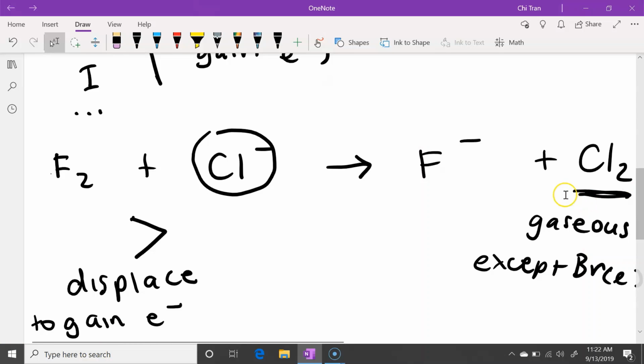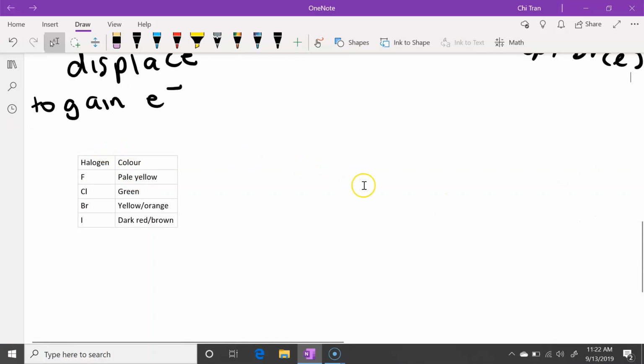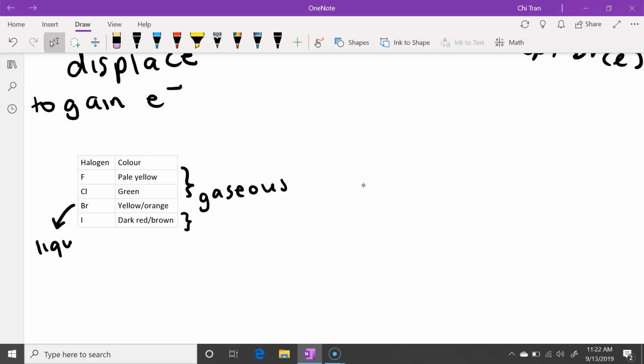So in this table, we can see the halogens and their colors. So again, fluorine, chlorine, and iodine are in gaseous form, and bromine is in liquid form. So we can see fluorine has a pale yellow color, chlorine has this green, bromine has a yellow/orange color, iodine has a dark red/brown. And you just have to memorize these colors. But our study tip is that you don't have to remember the color of fluorine because fluorine is the most reactive, so it will never show up as pale yellow in a chemical reaction.